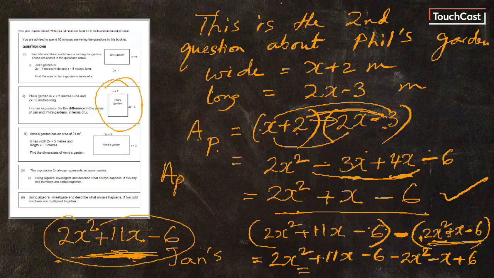Now simplifying, 2x squared cancels out. That means if you subtract 2x squared from 2x squared, that gives you nothing. And then 11x minus x gives you 10x. And then, once again, pretty straightforward, if you minus 6 from plus 6, that gives you 0. So the answer is 10x. So the difference of area between these two gardens is 10 times x. I'll stop there.